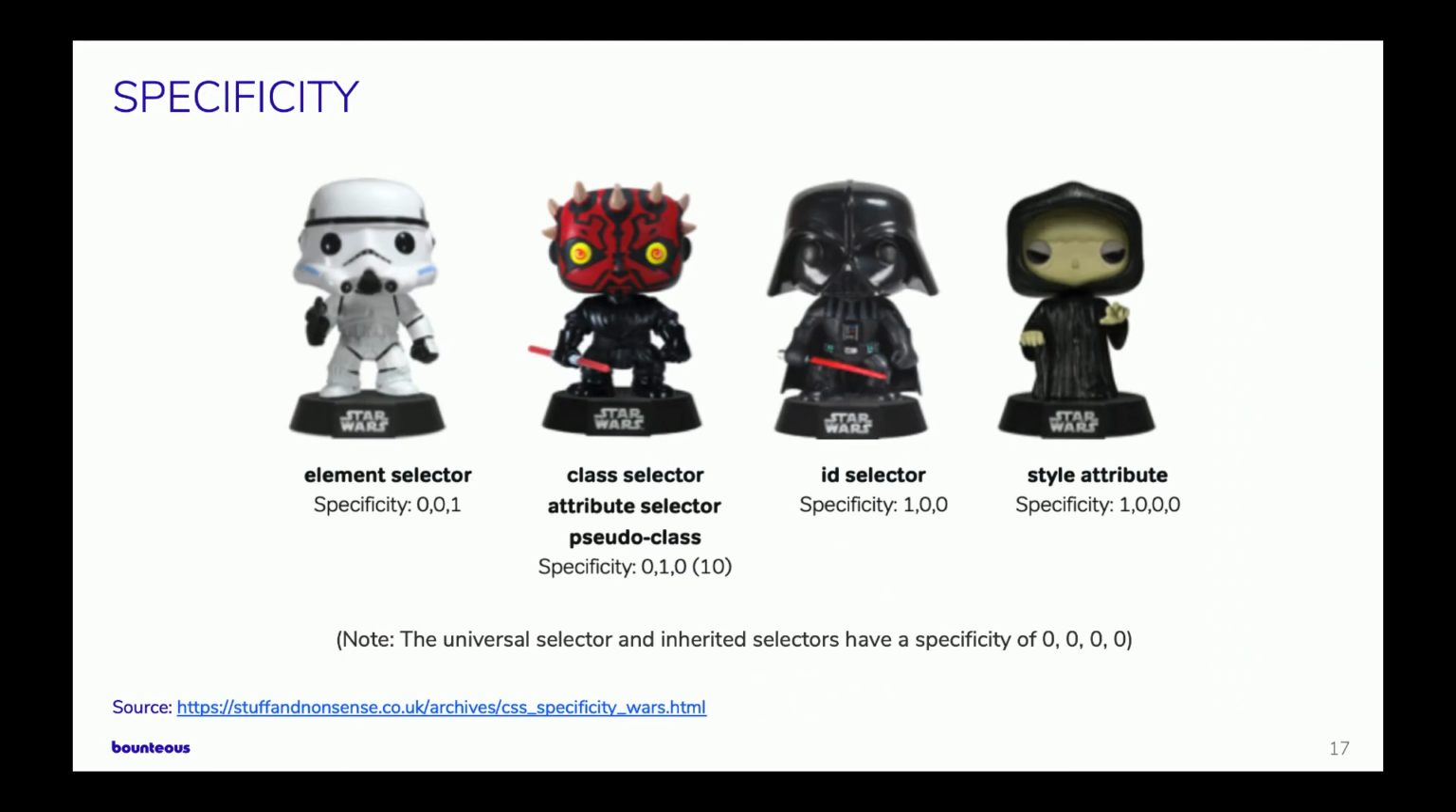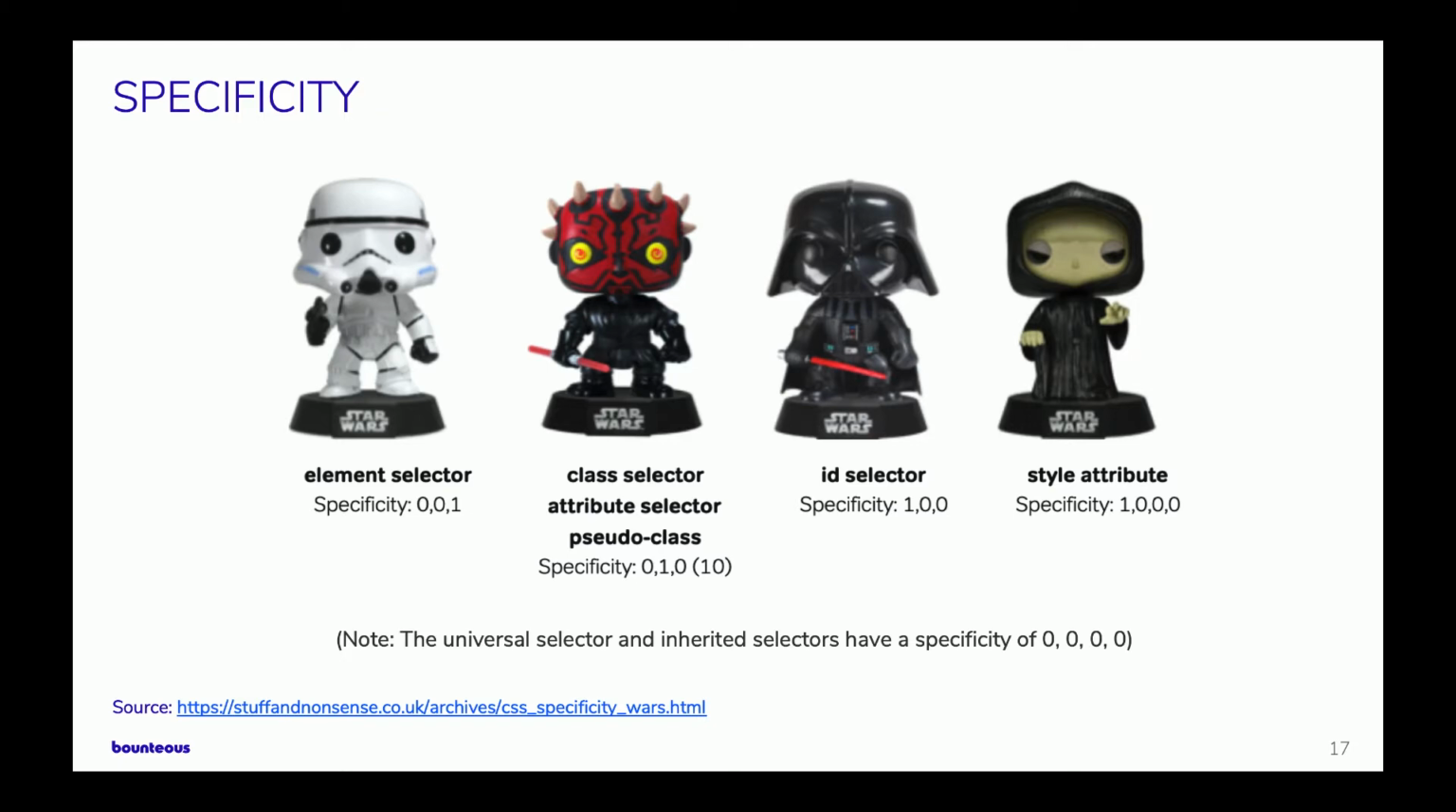So for specificity, I found a fun article that uses Star Wars to explain specificity. So the lowest priority, aside from the universal selector, which has no specificity, is an element selector, like HTML or H1. And then next in line is class selector or attribute or pseudo class. And then an ID selector has more specificity. And then the style attribute, so an inline style, is very specific.